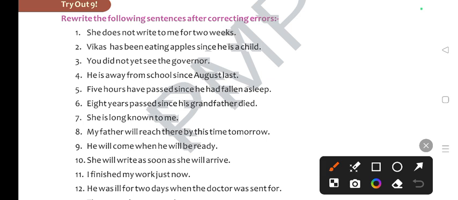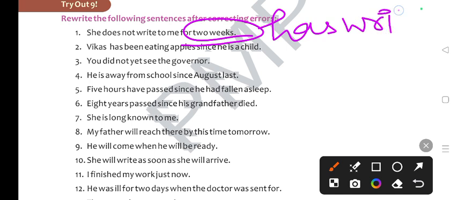Rewrite the following sentences after correcting errors. She does not write me for 2 weeks. Because time is mentioned, we are supposed to change it into present perfect continuous tense. So we'll write here present perfect. Yes, she has. According to she, we will put here has, and we write the third form of the verb, that is written. So she has written. Does not write, we will remove, and we'll add here, she has written to me for 2 weeks.